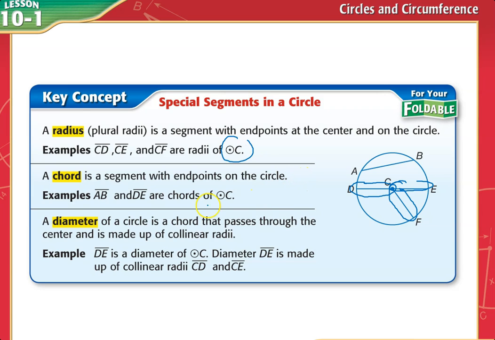Okay, then we have a chord. A chord is a segment with endpoints on the circle. We have a chord AB, because the endpoints are on the circle, and then we also have a chord DE. Now DE is a special chord. It's also called the diameter. A diameter of a circle is a chord that passes through the center and is made up of collinear radii.